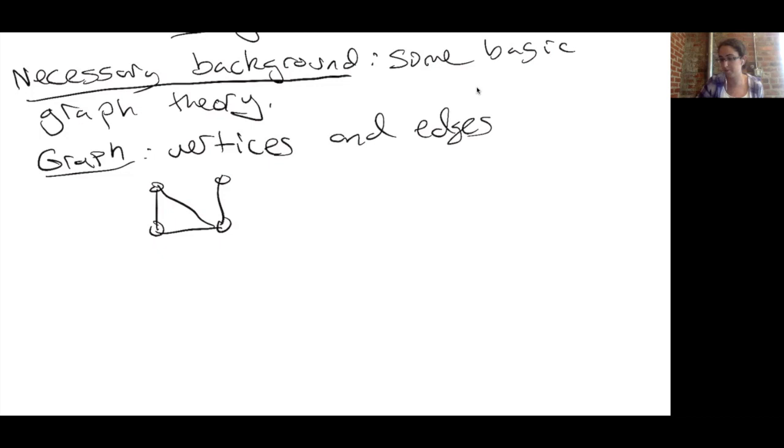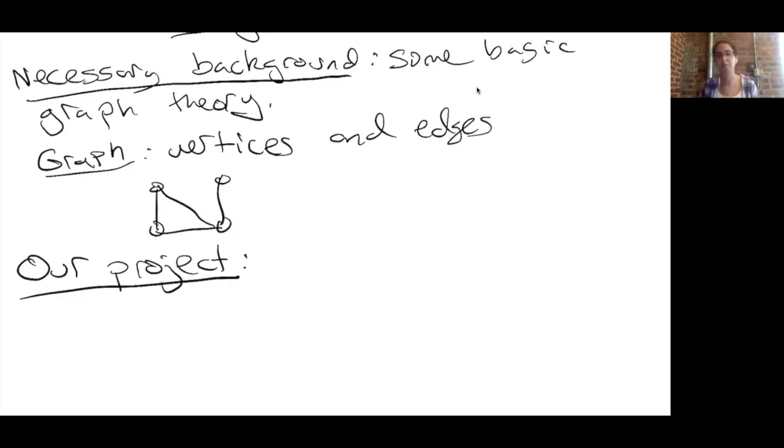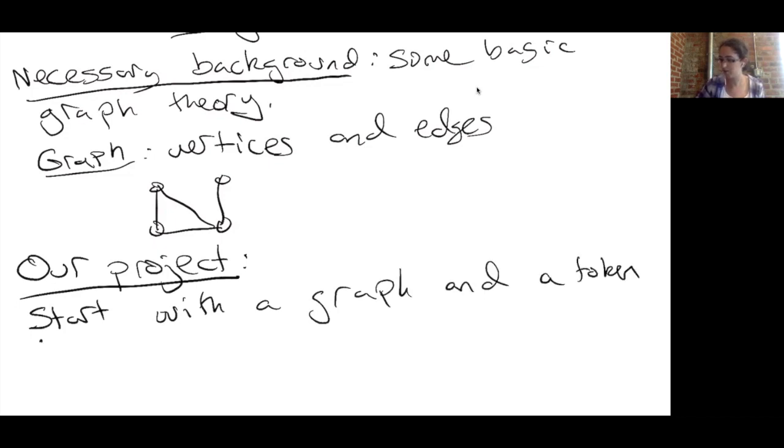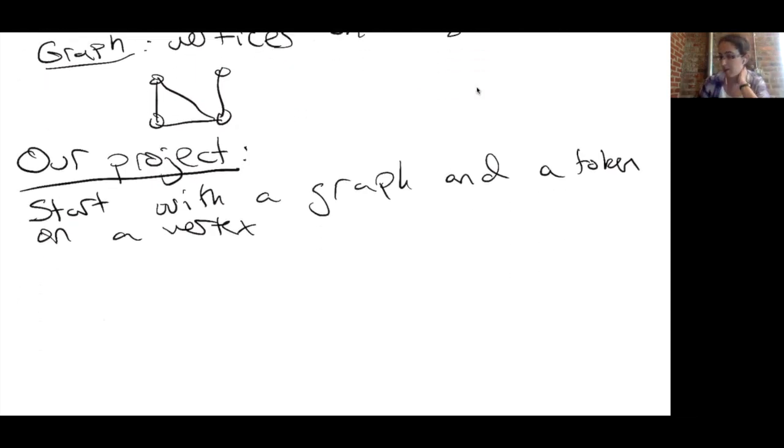Okay, so now that we've gotten the background out of the way, let's talk a little bit about what our project does. It's called the Explore Director game. So we should probably say what the game is and who these two people are. We're going to start with a graph. This is going to be our game board, essentially, and a token on one of the vertices. That's going to be the one game piece. So we've got our board, we've got our game piece. Now we have two players in this game: the explorer and the director.